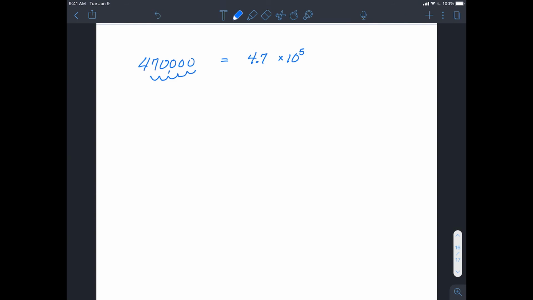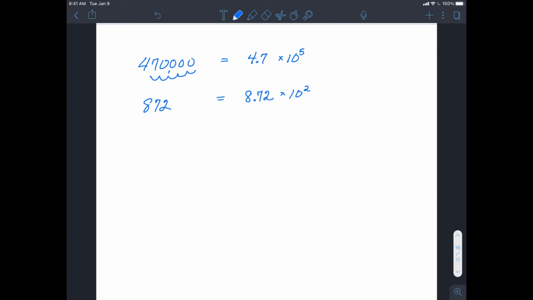Let's take another number, 872. So we know that the coefficient is going to be 8.72. And since we moved the decimal place 2 spaces to the left to write it in scientific notation, we need to move it back to convert. So that's times 10 to the second power.